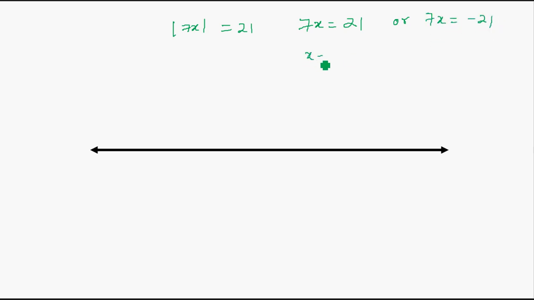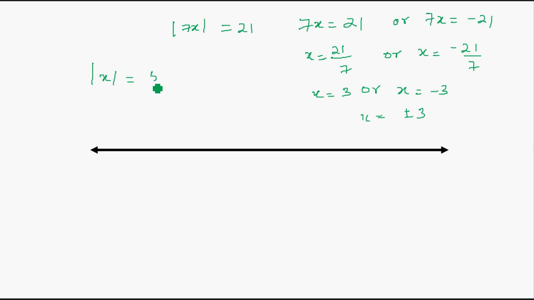Okay, so x will be equal to 21 by 7 or x will be equal to minus 21 by 7. So x will be equal to 3 or x equals minus 3. So we can write x equals plus or minus 3. Suppose we have mod of x equals 5. Then what will be the value of x? x will be equal to plus or minus 5. So there will be two values of x. Either x equals 5 is true or x equals minus 5. Right? So there will be two values of x.